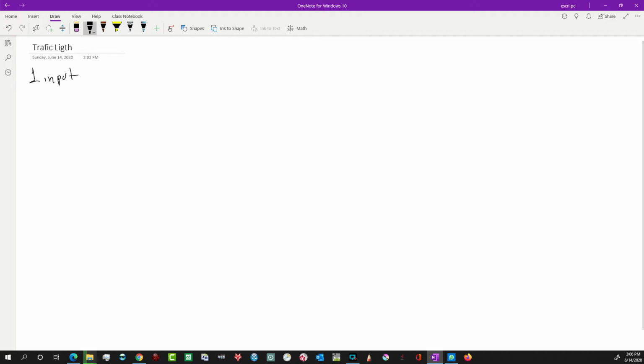This input is the start signal for my traffic light, and I need three outputs because I have the red light, the yellow light, and the green light, correct? Three signals, three outputs, and only one input, my button.